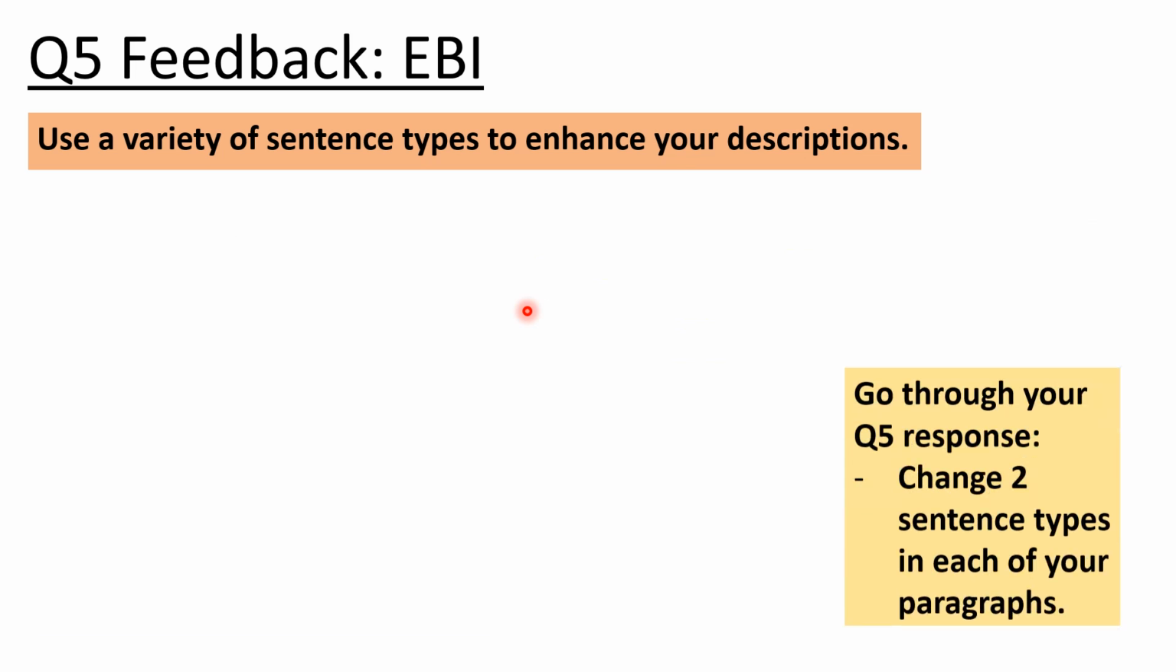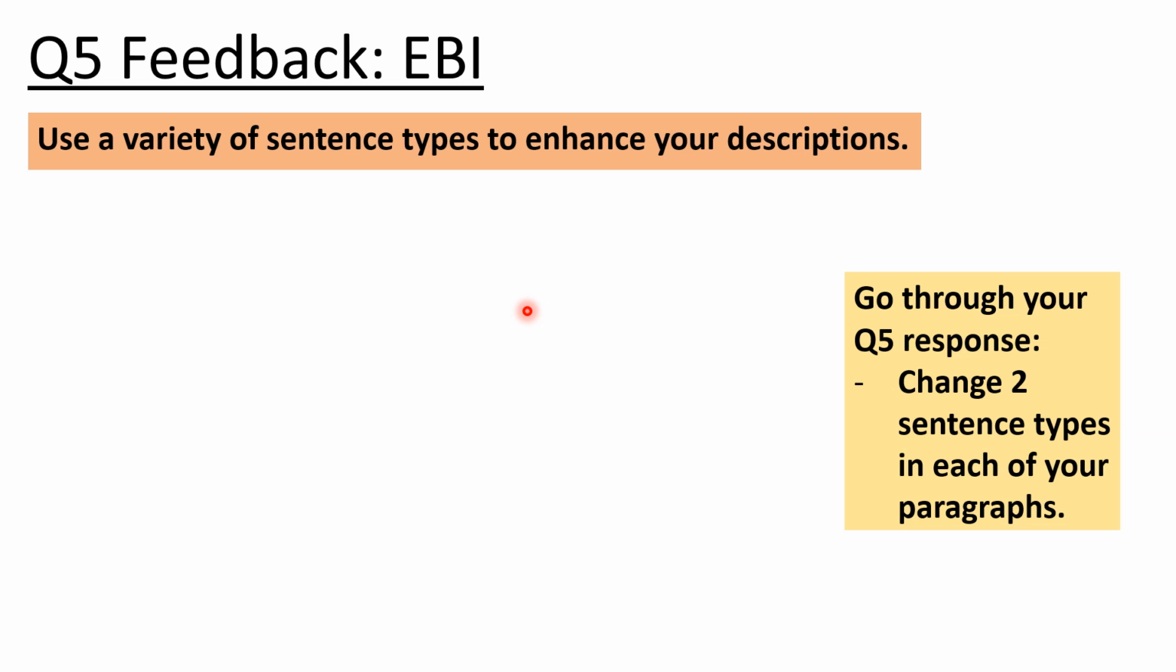So now it's your turn. You're going to go through your question 5 response, and you're going to change 2 sentence types in each of your paragraphs. So 2 sentence types in 4 paragraphs, that is a total of 8 sentence types. Remember, you don't need to change every sentence that begins with "the", or "a", or "he", or "his". Some of them are fine.